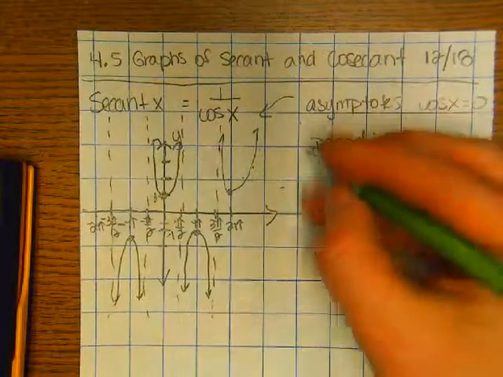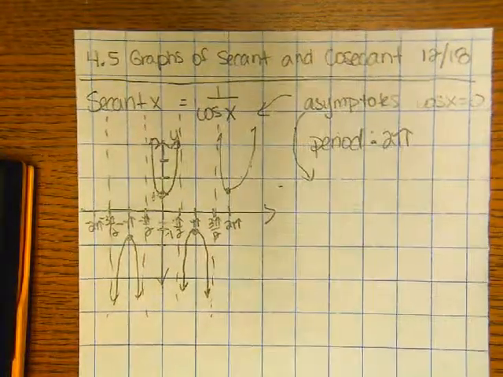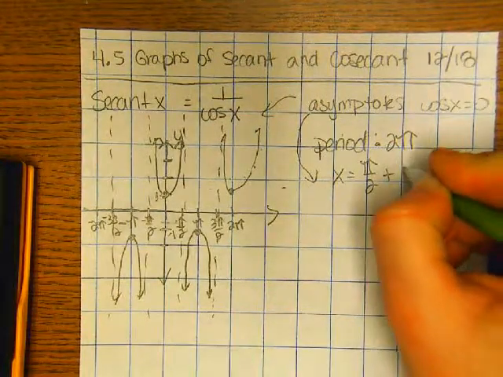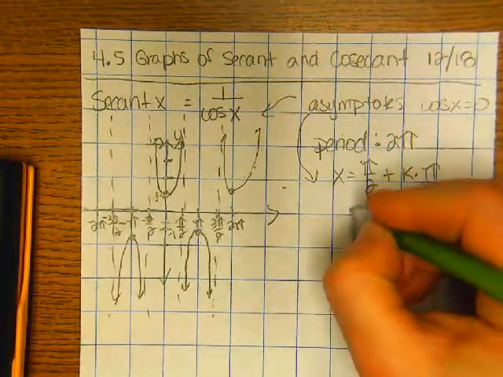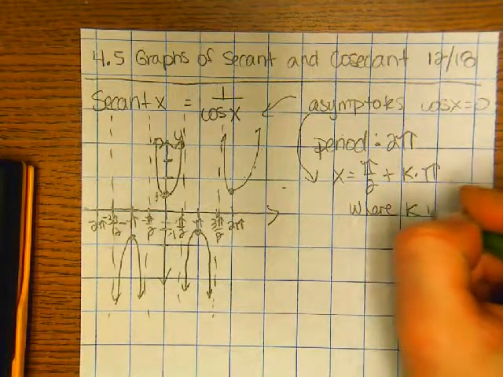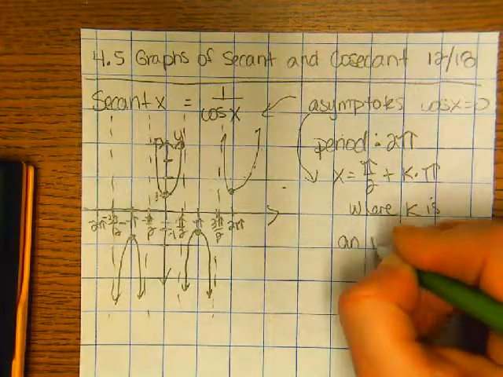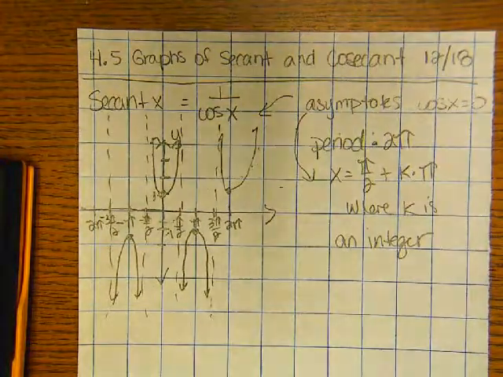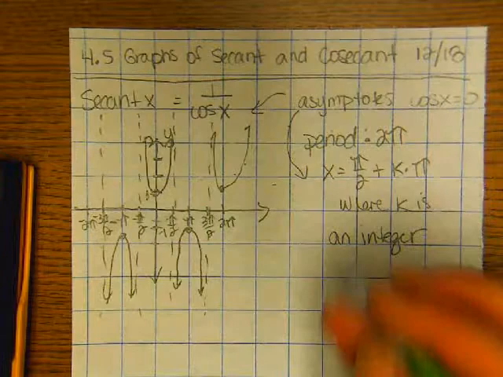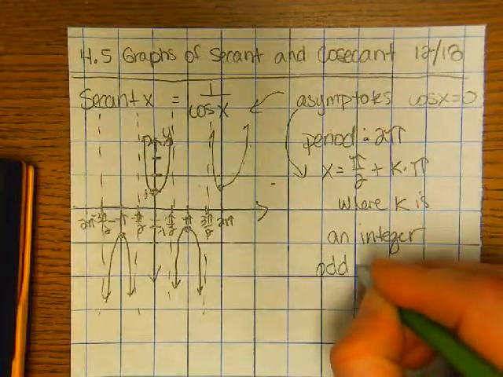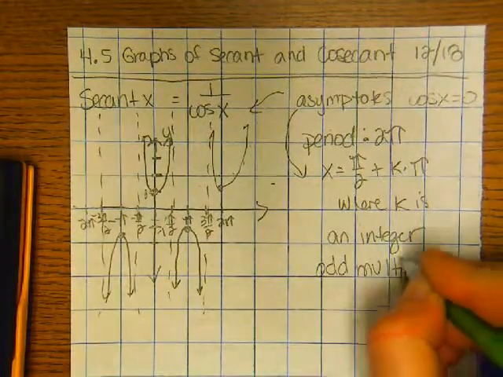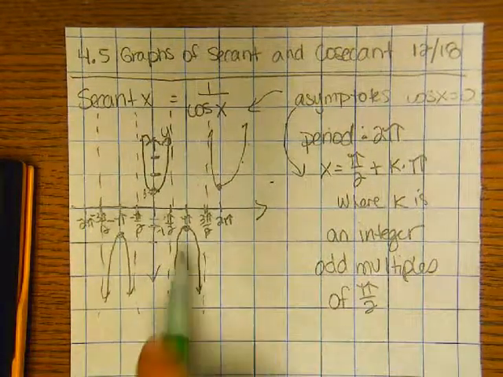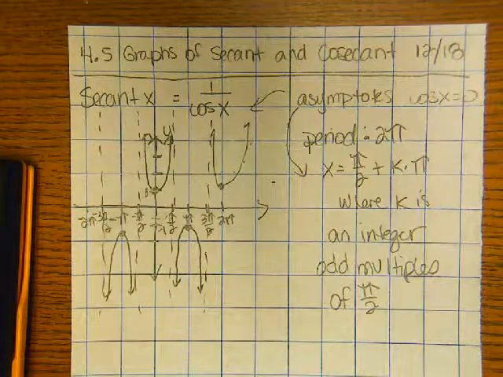And the asymptotes in general are x equals pi halves plus k times pi, where k is an integer. Another way of describing that is odd multiples of pi halves, because they would be at 1 pi halves, 3 pi halves, another one at 5 pi halves, and so on.